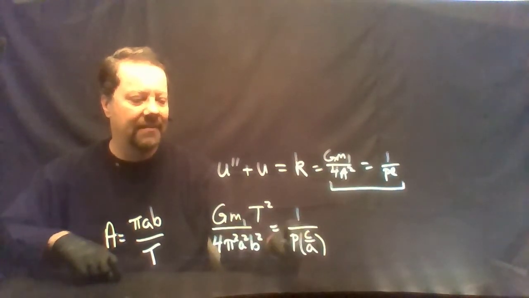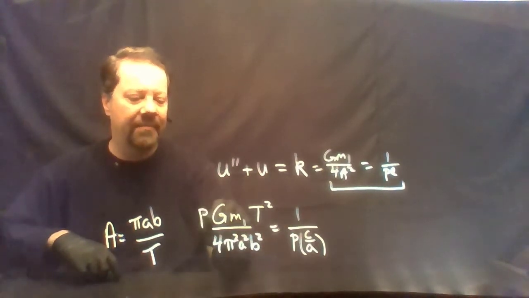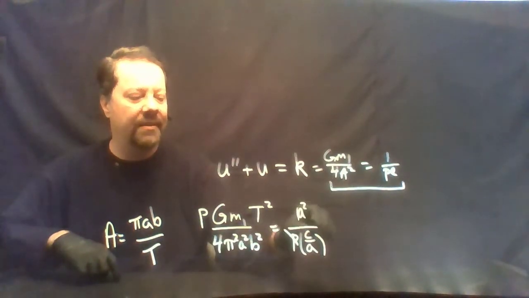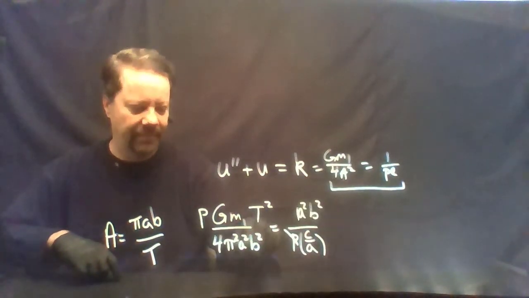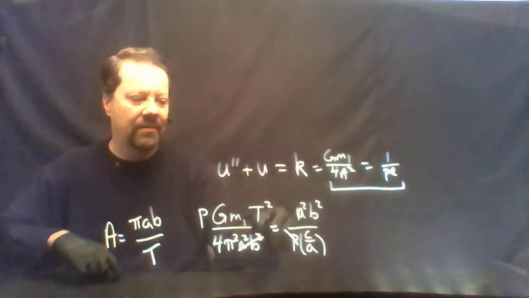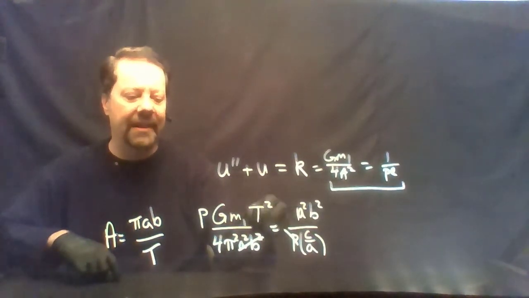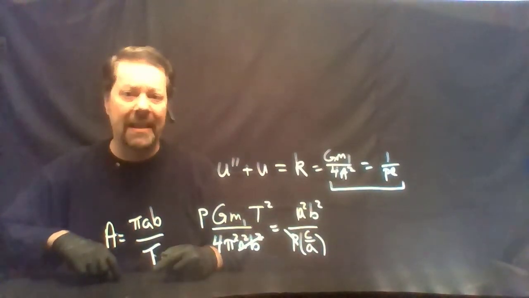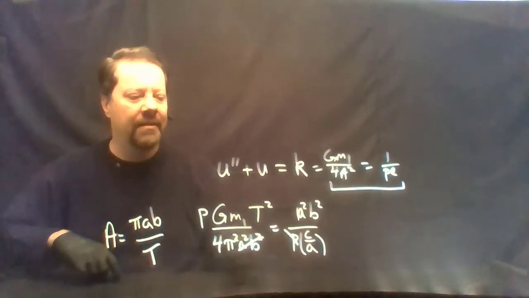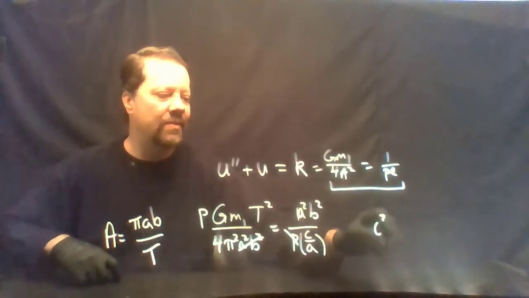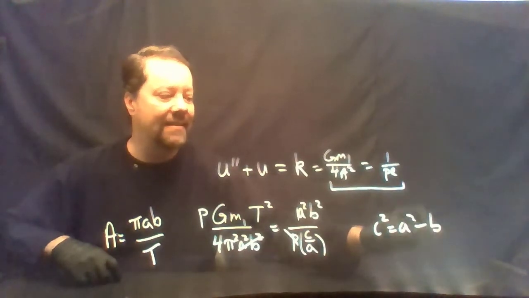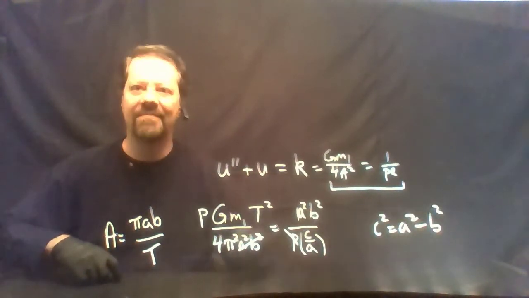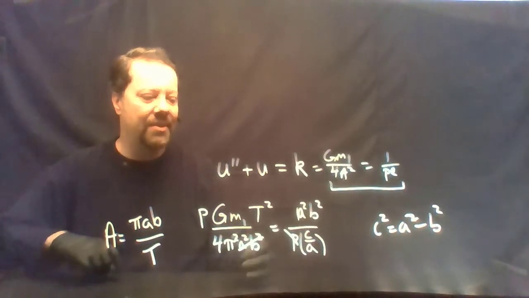It follows then that if we multiply both sides by this constant p and multiply both sides by a squared b squared, we'll have the square of the period times a constant equaling something involving just a, b, and c. For an ellipse, c squared is a squared minus b squared. So we can make certain substitutions here.